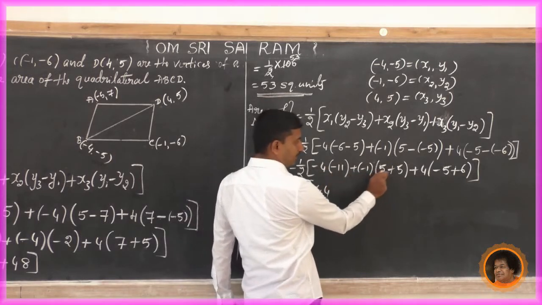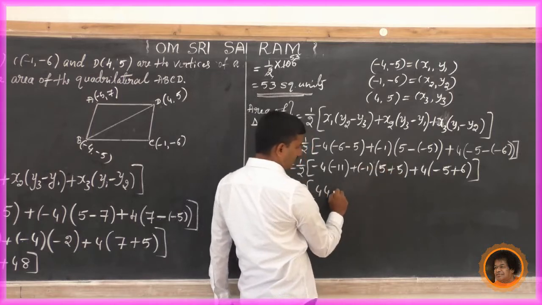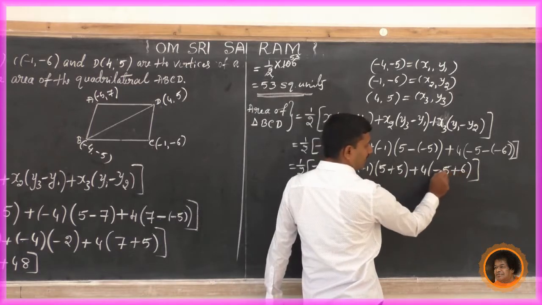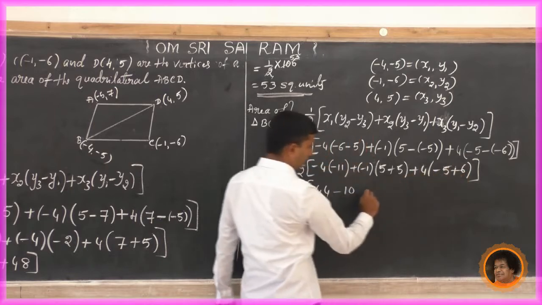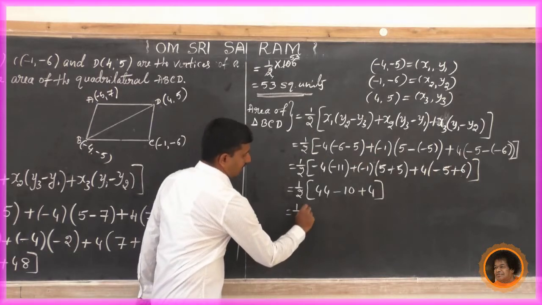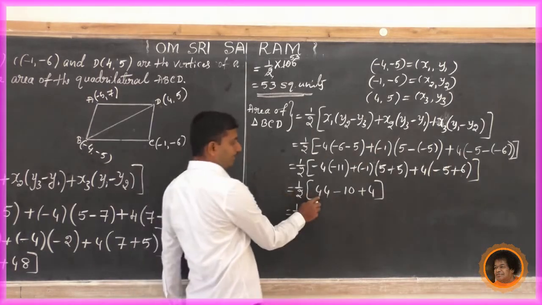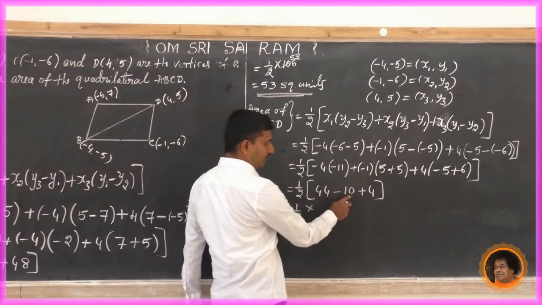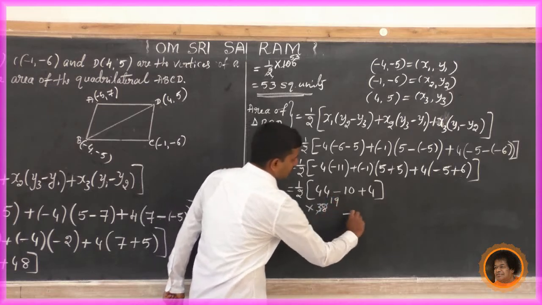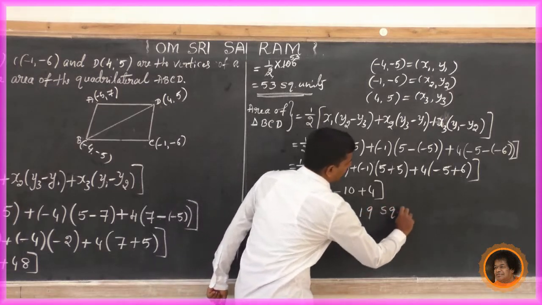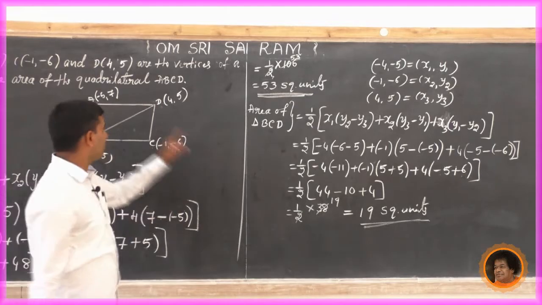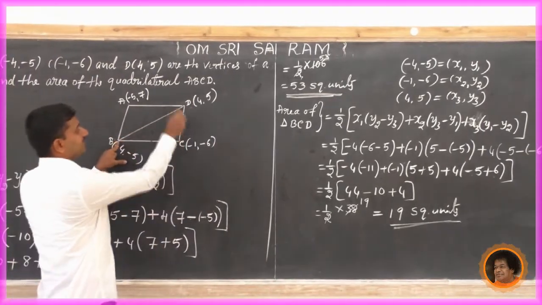So here 5 plus 5 is 10, 10 into minus 1 is minus 10, minus 5 plus 1, minus 5 plus 1 plus 1 plus 1 into 4 plus 4. So which is equal to half into 44 minus 30, 34 plus 4 is 38, 2 ones are 2, 19s, which is equal to 19 square units. So this is the area of the second triangle BCD.